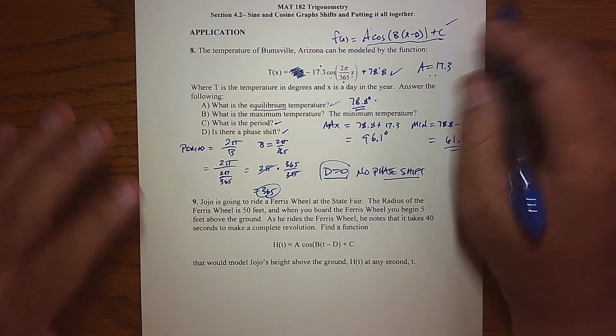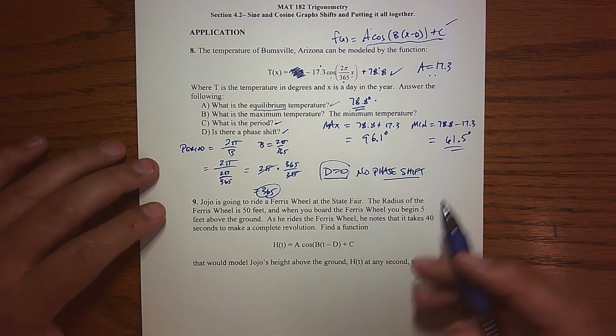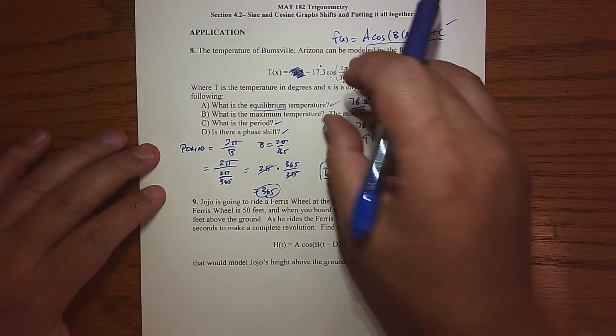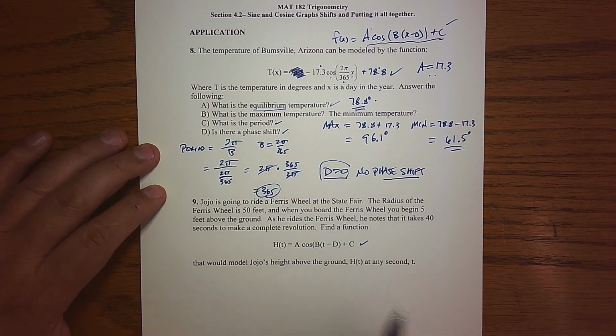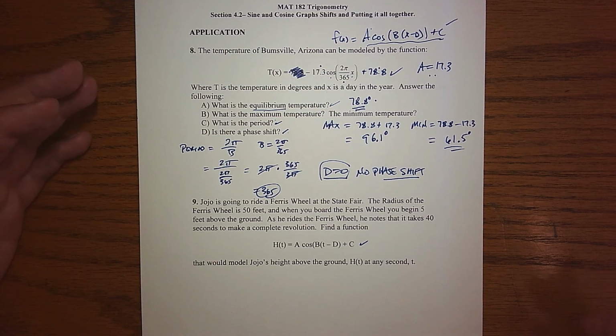So how about we stop there? Number 9, we have no equation, but we are told we're going to be trying to fit a cosine equation, but we have no graph. So what do we do? All right, so I'll show you that in the next video.